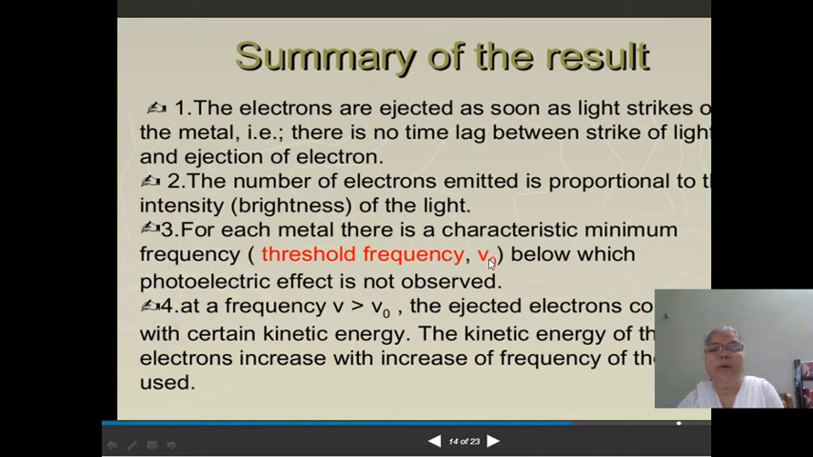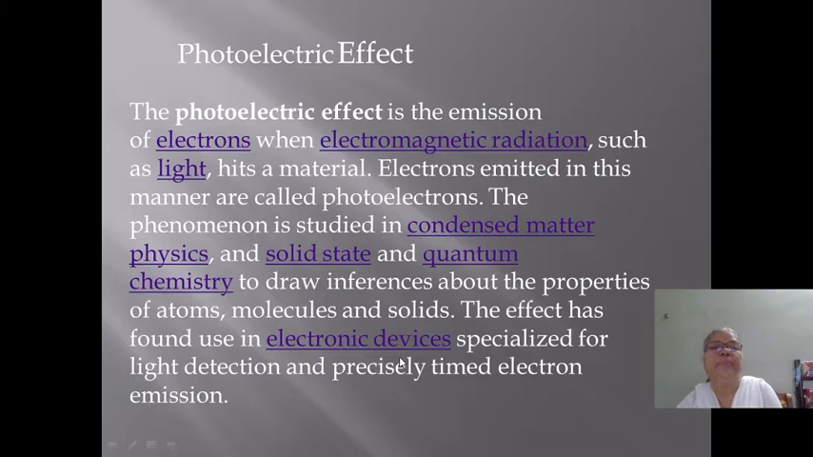In your book, this threshold frequency is denoted by the letter phi, below which the photoelectric effect is not observed. Then for photons at a frequency above the threshold frequency, electrons are ejected with a certain kinetic energy, and the kinetic energy of these electrons increases with an increase in the frequency of the light used.